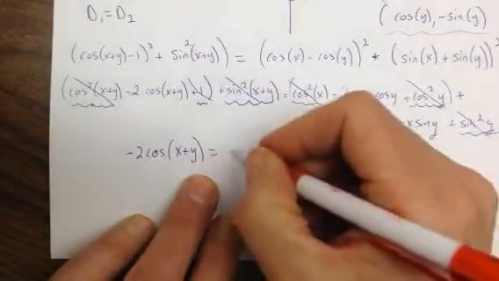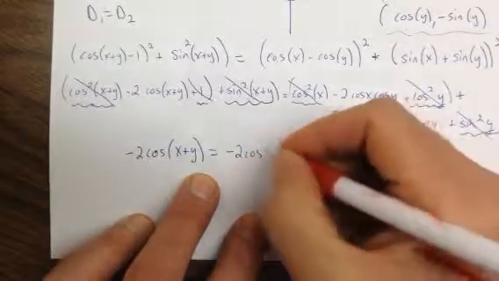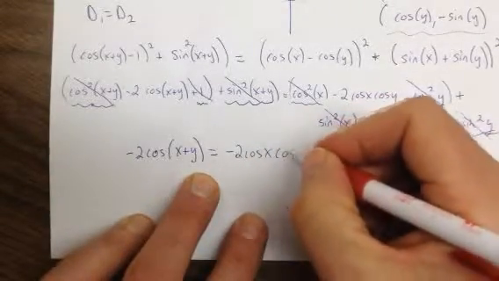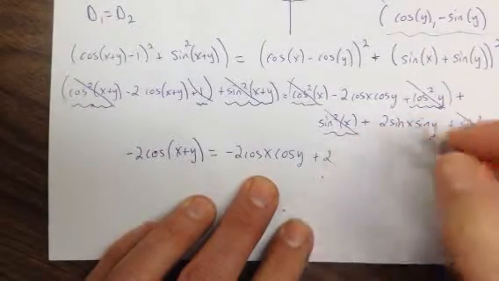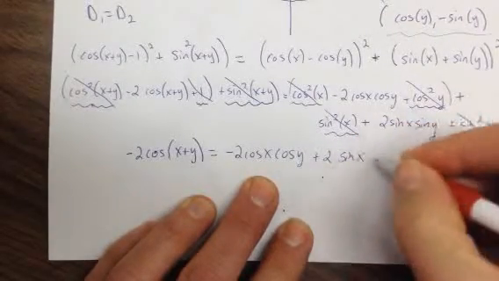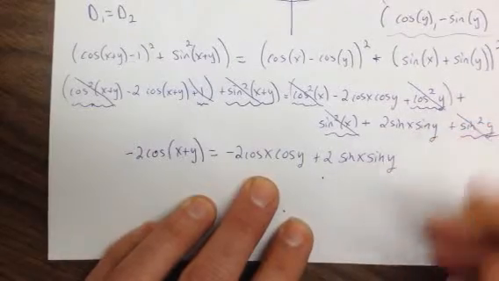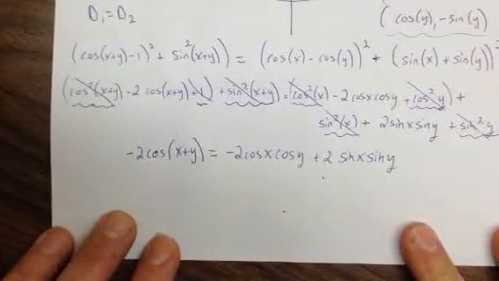Over here we got negative 2. Oh, maybe you're already seeing where this is going. Cosine x, cosine y, plus 2 sine x, sine y. Woo-wee!